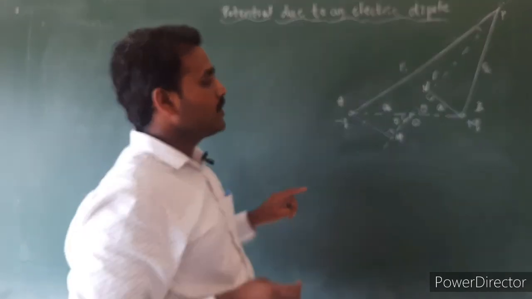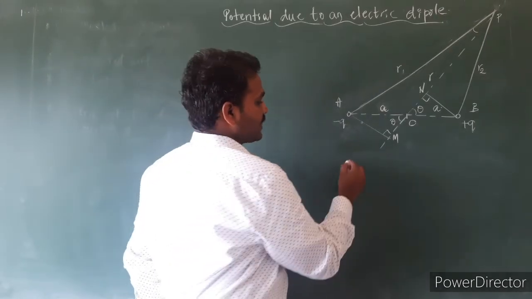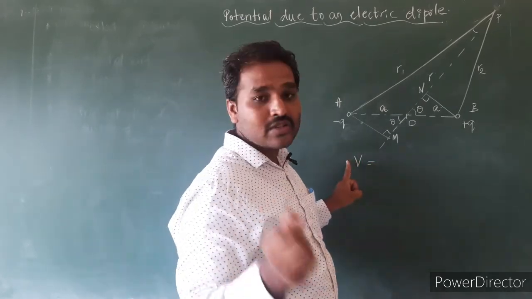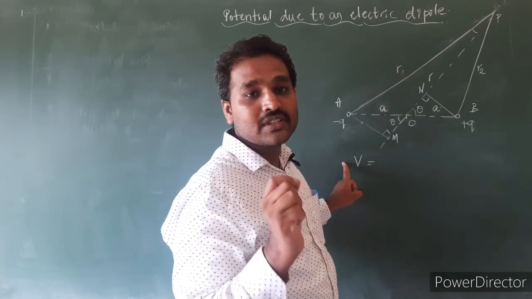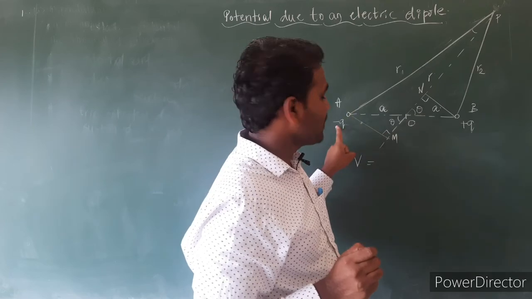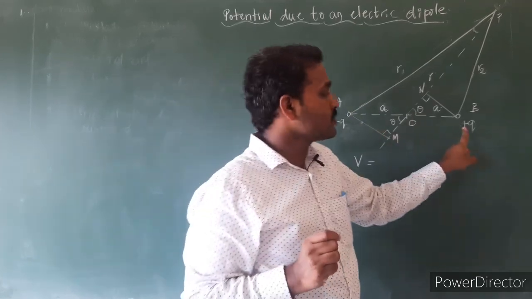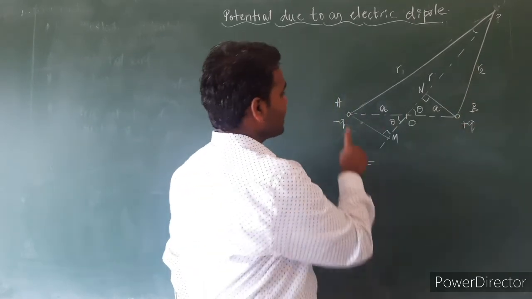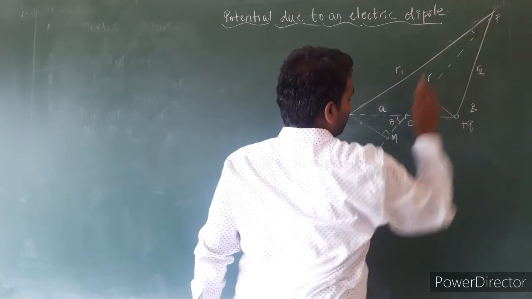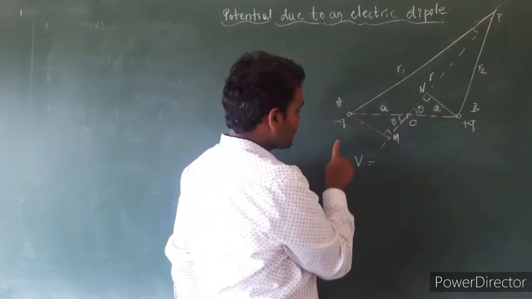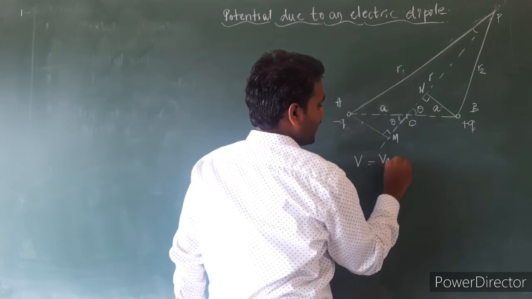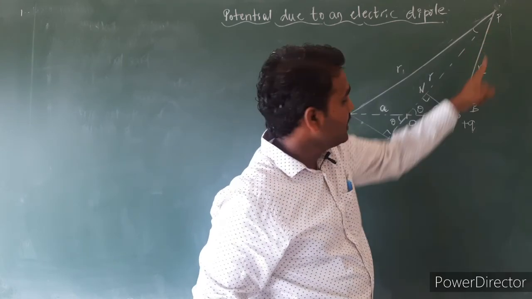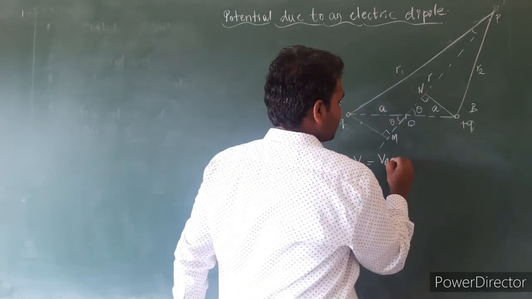By the principle of superposition, the electrostatic potential at point P, let me call it V, is equal to the sum of the electrostatic potential because of the minus q charge and the electrostatic potential at point P because of the plus q charge. Let me write the electrostatic potential at P because of charge minus q as VA.